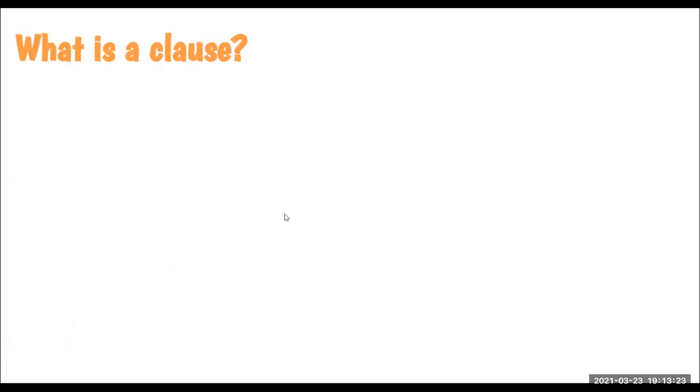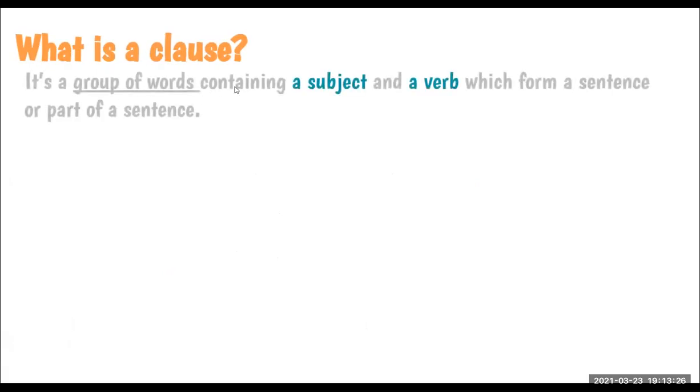And today we are going to learn what is a clause, okay? So it says, what is a clause? It's a group of words containing a subject and a verb which form a sentence or part of a sentence. Okay, so a clause is similar to a sentence, but in one sentence we can have more than one clause. Okay, I'm going to give you an example.